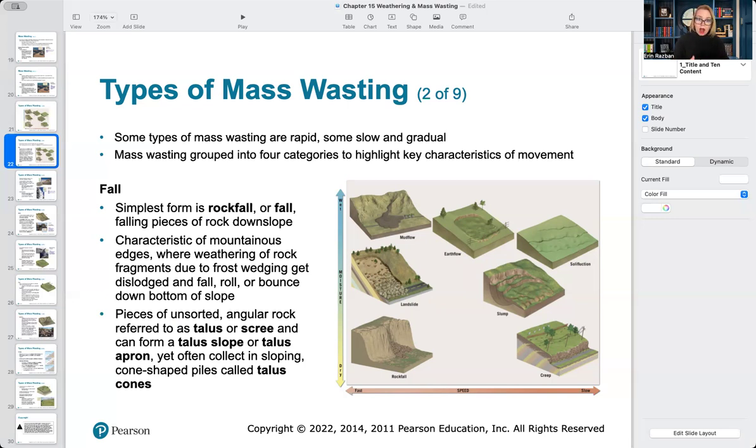Now, when rock pieces fall, they often don't fall far before becoming lodged, though this lodging can also be unstable and temporary. The accumulated fallen material is called talus or scree. Over time, these fragments can accumulate relatively uniformly along the base of slopes, forming what we call a talus slope or a talus apron. More characteristically, the fragments form sloping cone-shaped heaps known as talus cones.